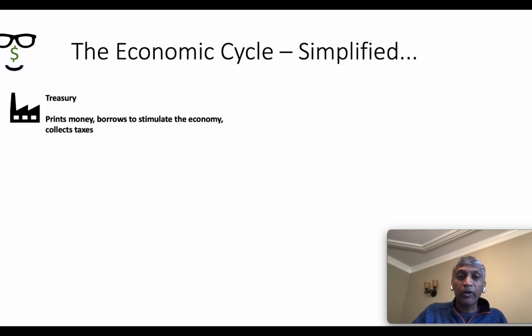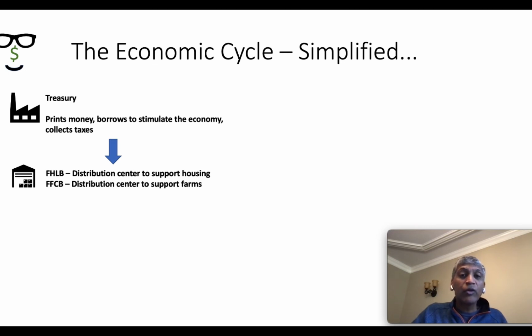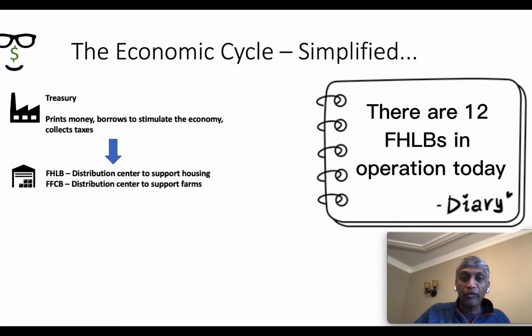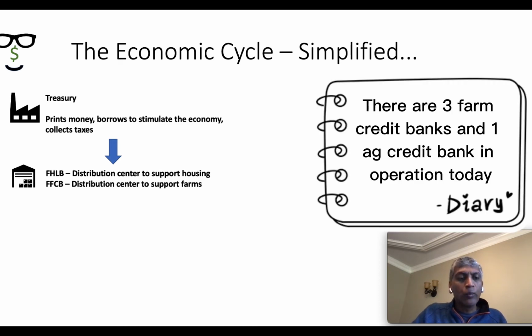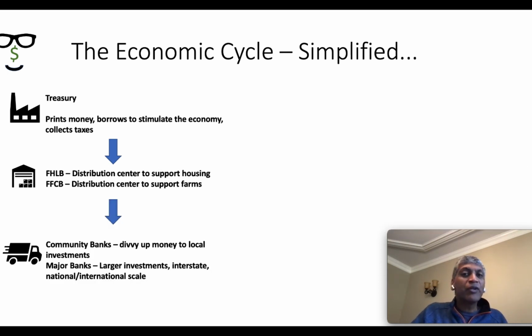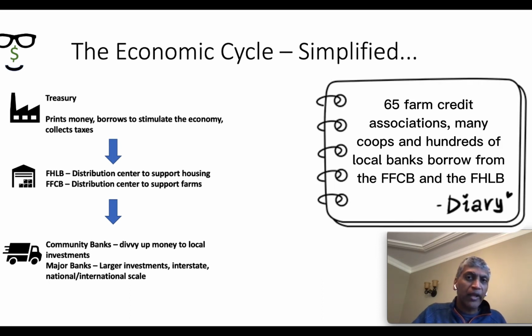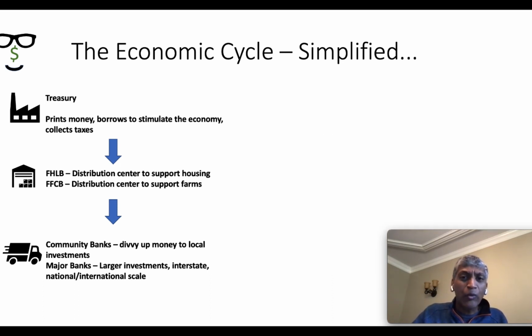The Treasury is going to print money. The Treasury still borrows money. They then give it to a couple of entities: the Federal Home Loan Bank and the Federal Farm Credit Bank. These, you may remember from our earlier discussion, are specific channels that are designed to make money available for housing and farms. They do not lend directly, they in turn give it to the community banks or the major banks, who are instructed to invest in the local economy and farms and businesses and housing.